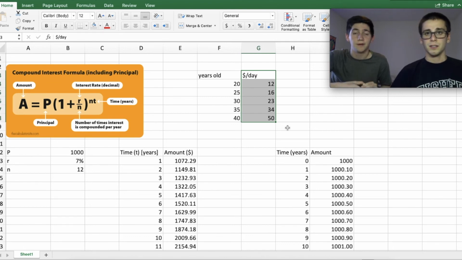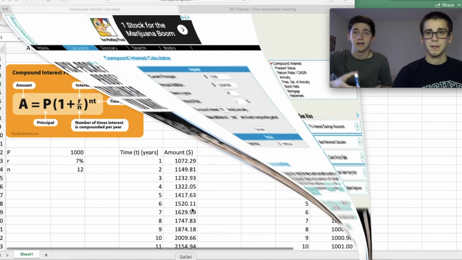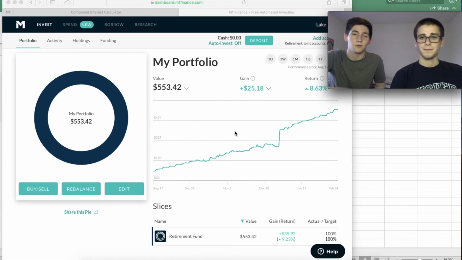Right. And now you might be asking, hey, $12? If I invest it, I can't buy a single stock with $12. Well, actually, you can. We're going to pull up M1 Finance. M1 Finance actually lets you buy fractional shares. And this is my M1 Finance portfolio.